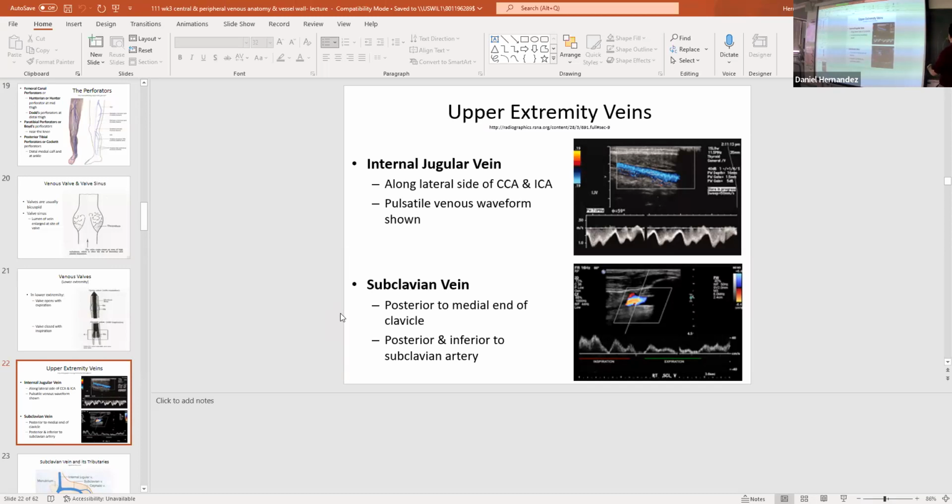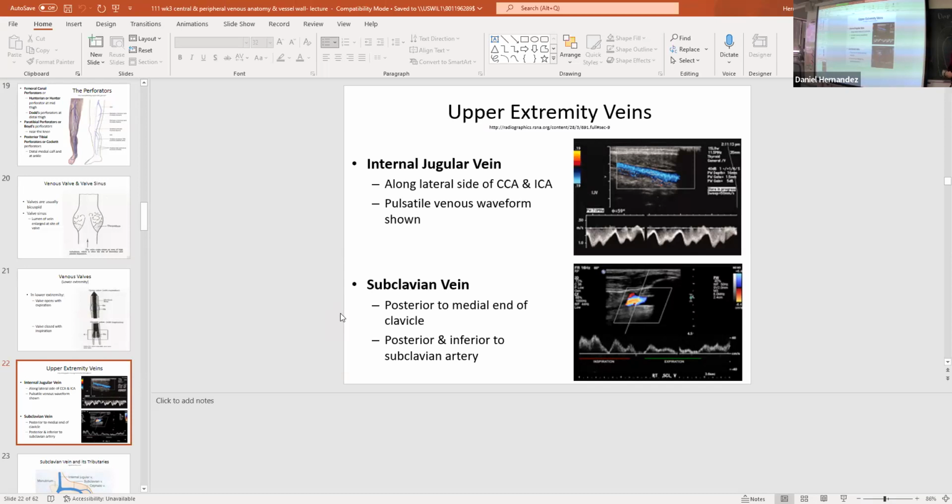These are all deep veins, so you can list these all as deep veins. We'll make it blue. It's our IJ, internal jugular vein. The next vein that we typically image on ultrasound is going to be our subclavian vein. So that IJ drains into the innominate, which goes down to the heart. And the subclavian vein also drains into that innominate vessel.